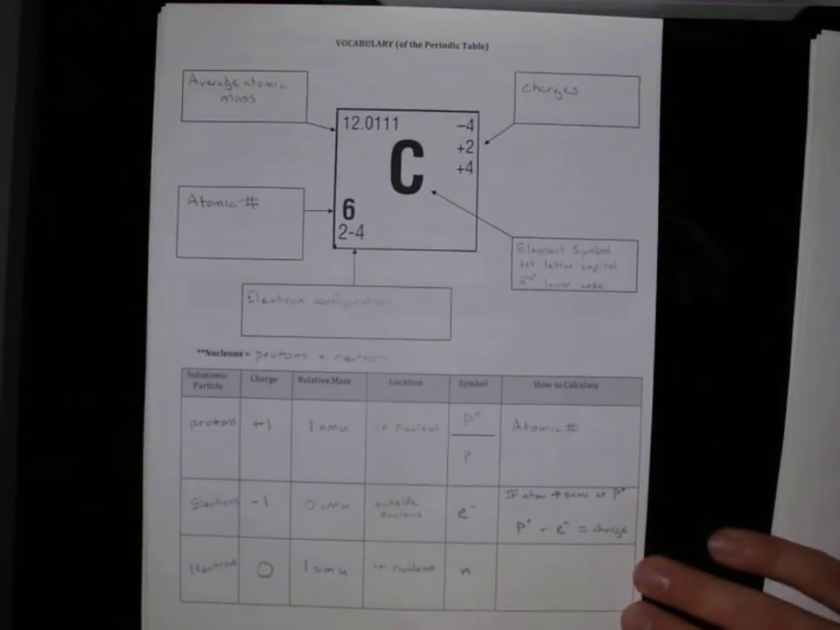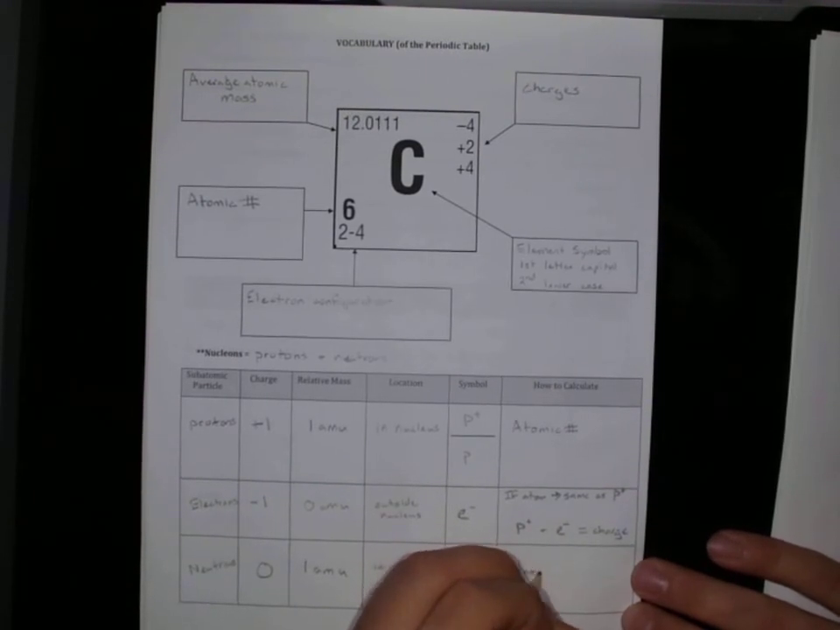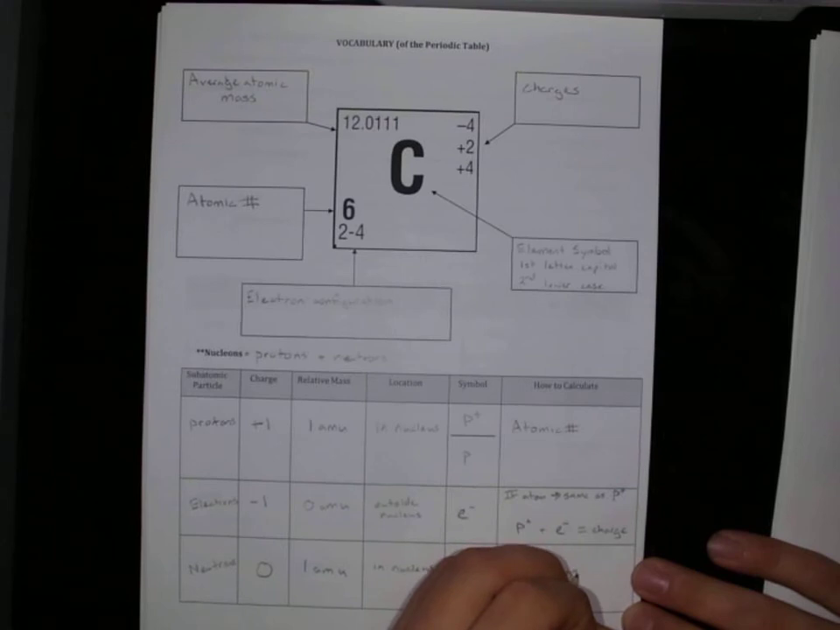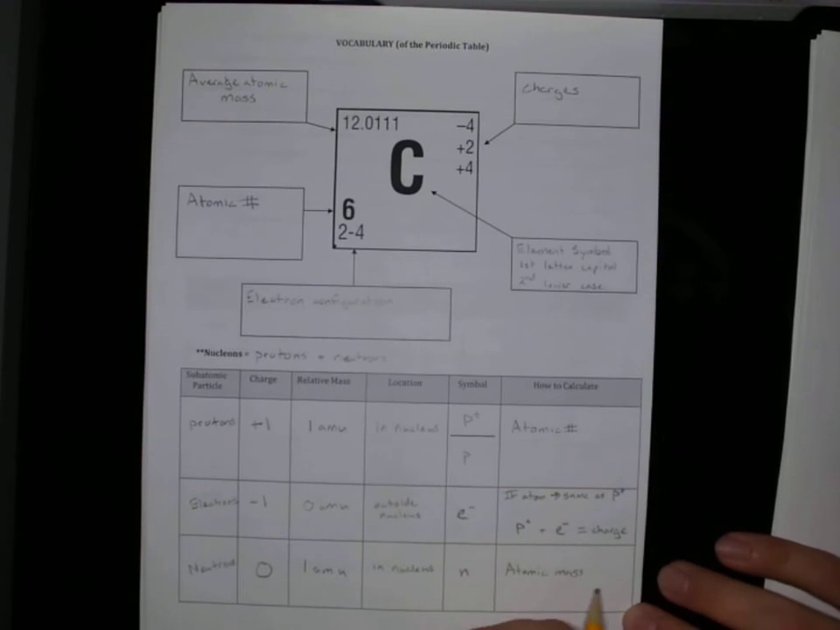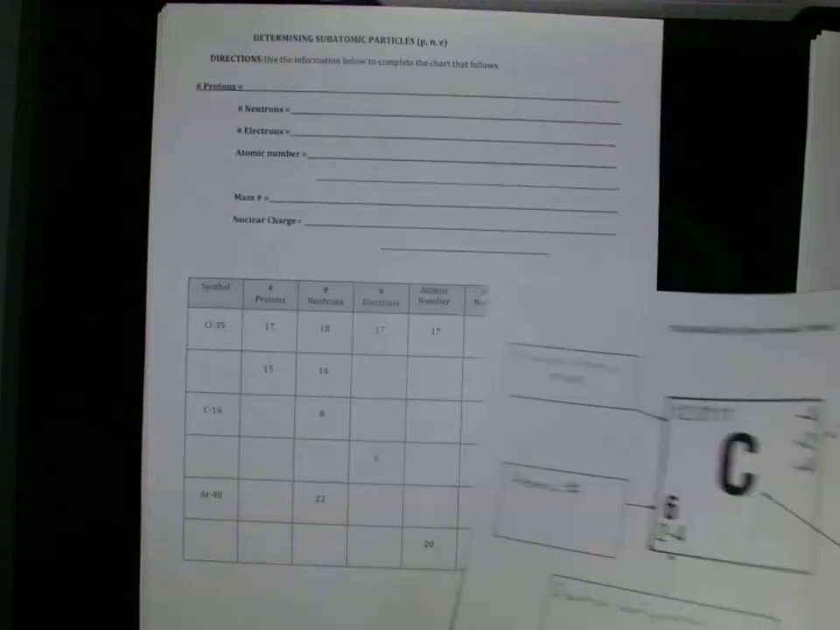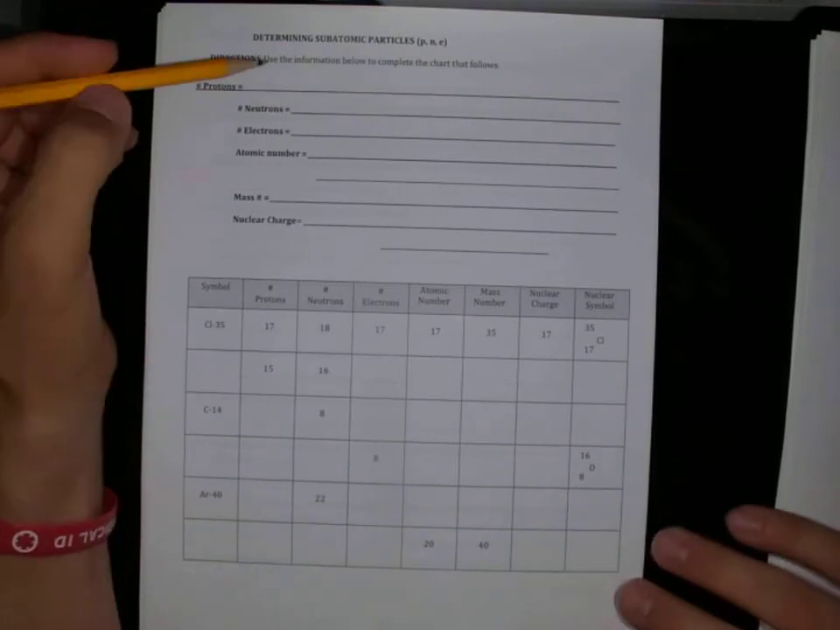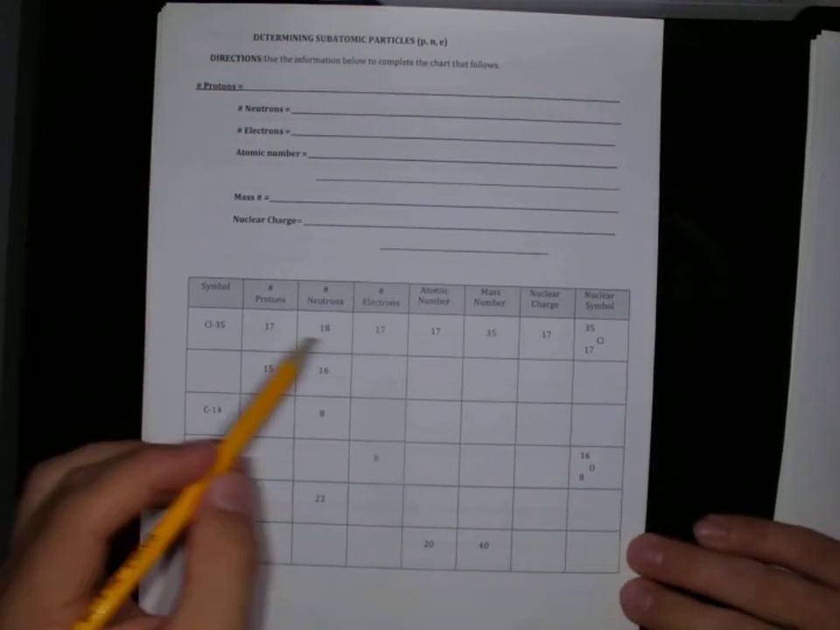And our way to calculate it has to do actually with our atomic mass. Right? But our atomic mass, like we said, our neutrons and protons have roughly the same mass. So what we can do is take our atomic mass and subtract our protons to get our neutrons. All right? So if we go over here, right, we can use the information to help fill in our chart.